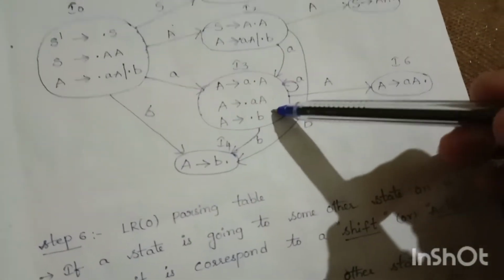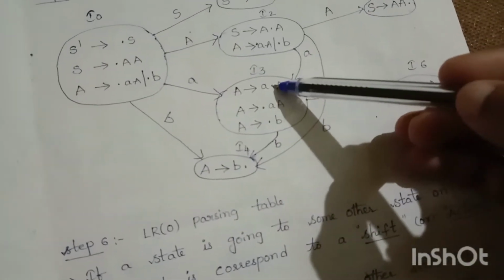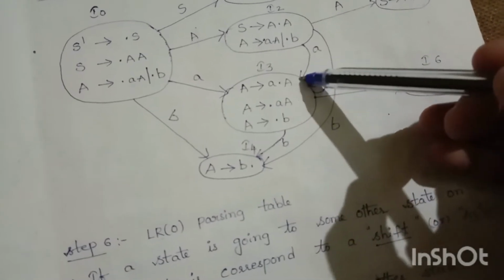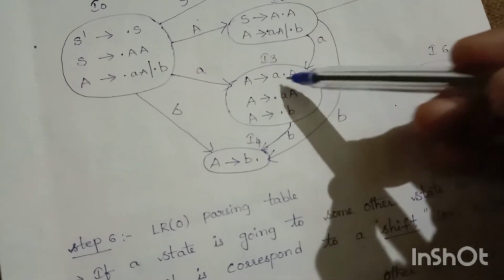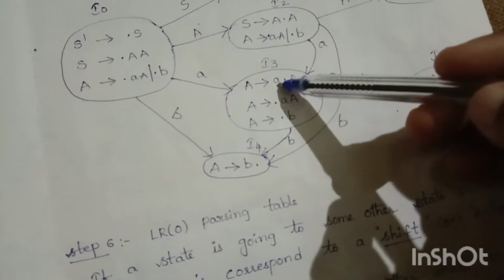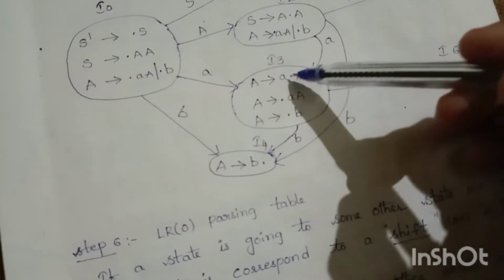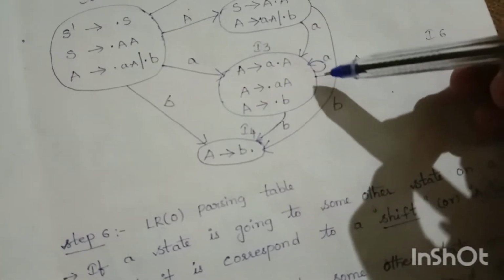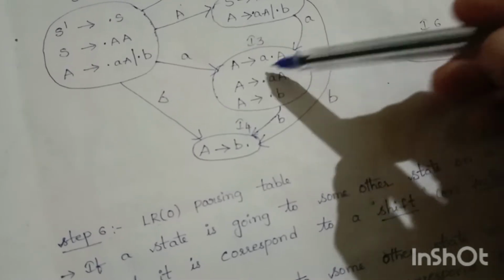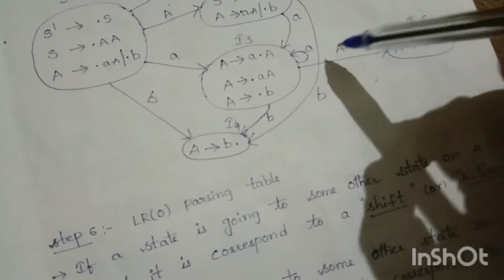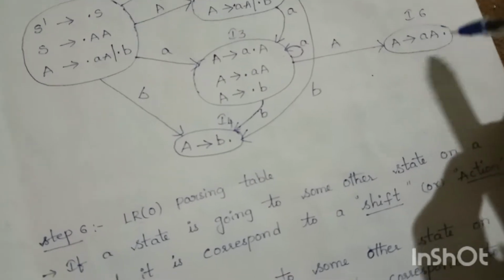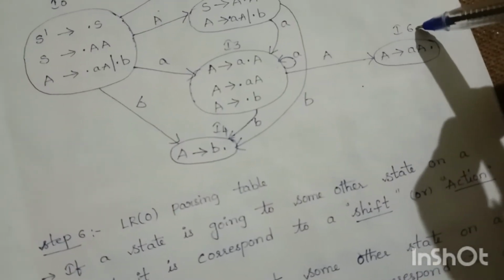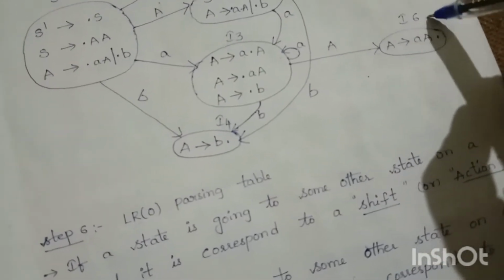Now state I3. So here there is a dot, and this should be placed at the end. So on A, if we do the transition, what will it become? A tends to aA dot. This is done on symbol A, and this is state I6.